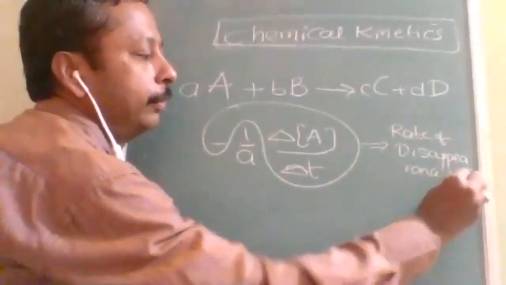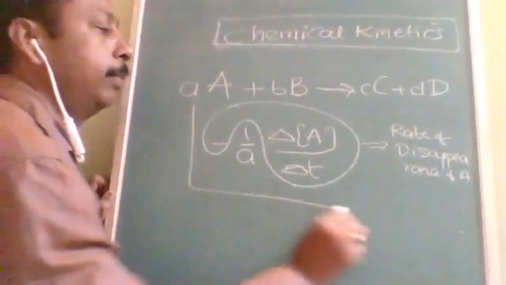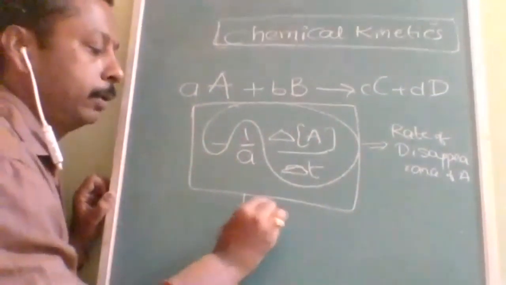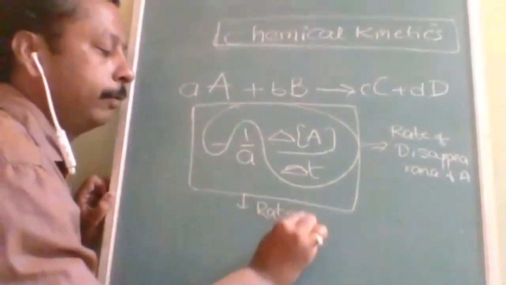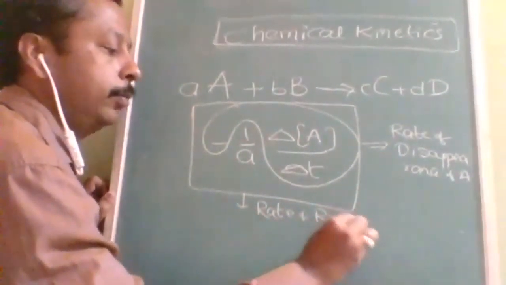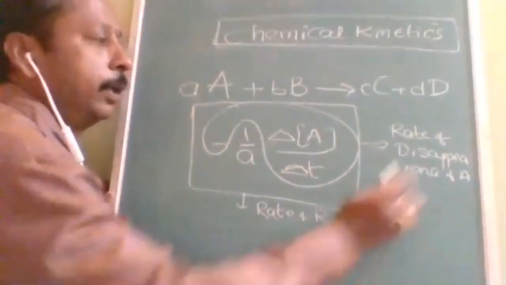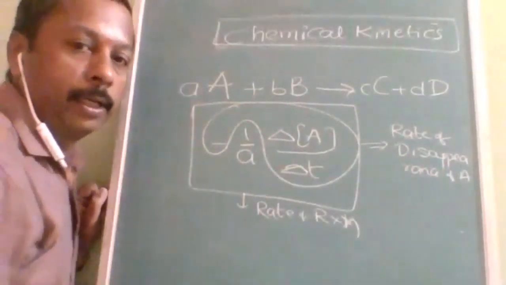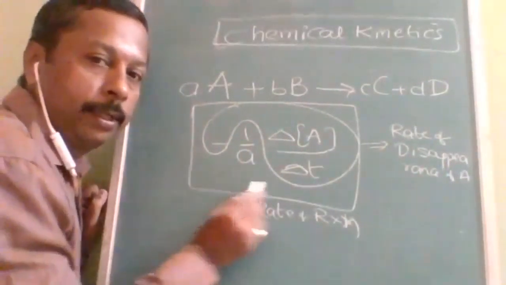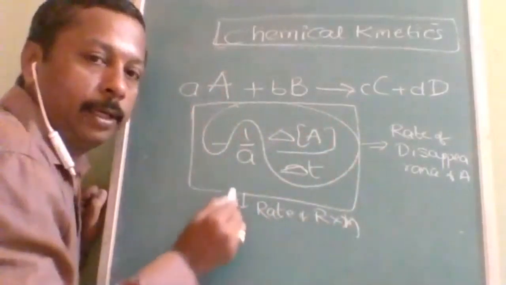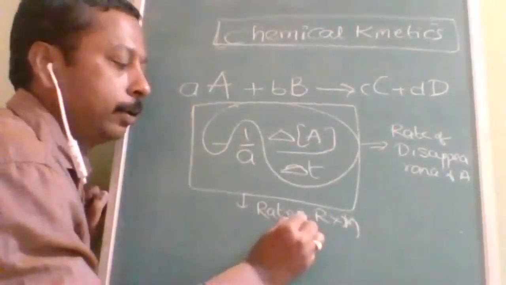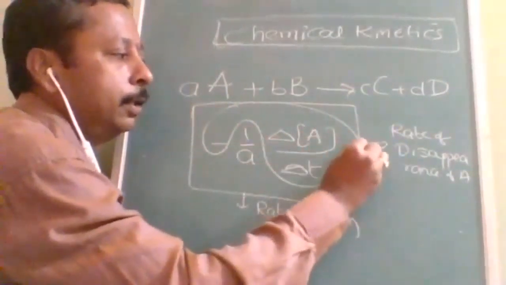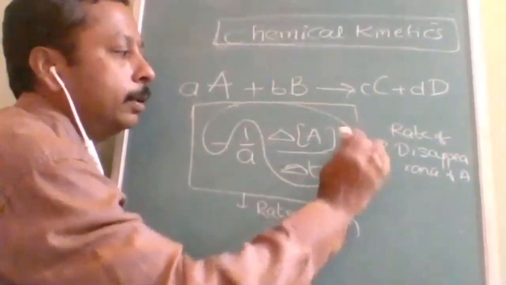Okay, of A. Now if I take the complete one, if I take it complete along with A, then it is called the rate of reaction. Simply, what we can say is, when the rate of disappearance is divided by its coefficient, then you will get the rate of reaction. This total, completely, is called the rate of reaction, and only this circle is called the rate of disappearance.